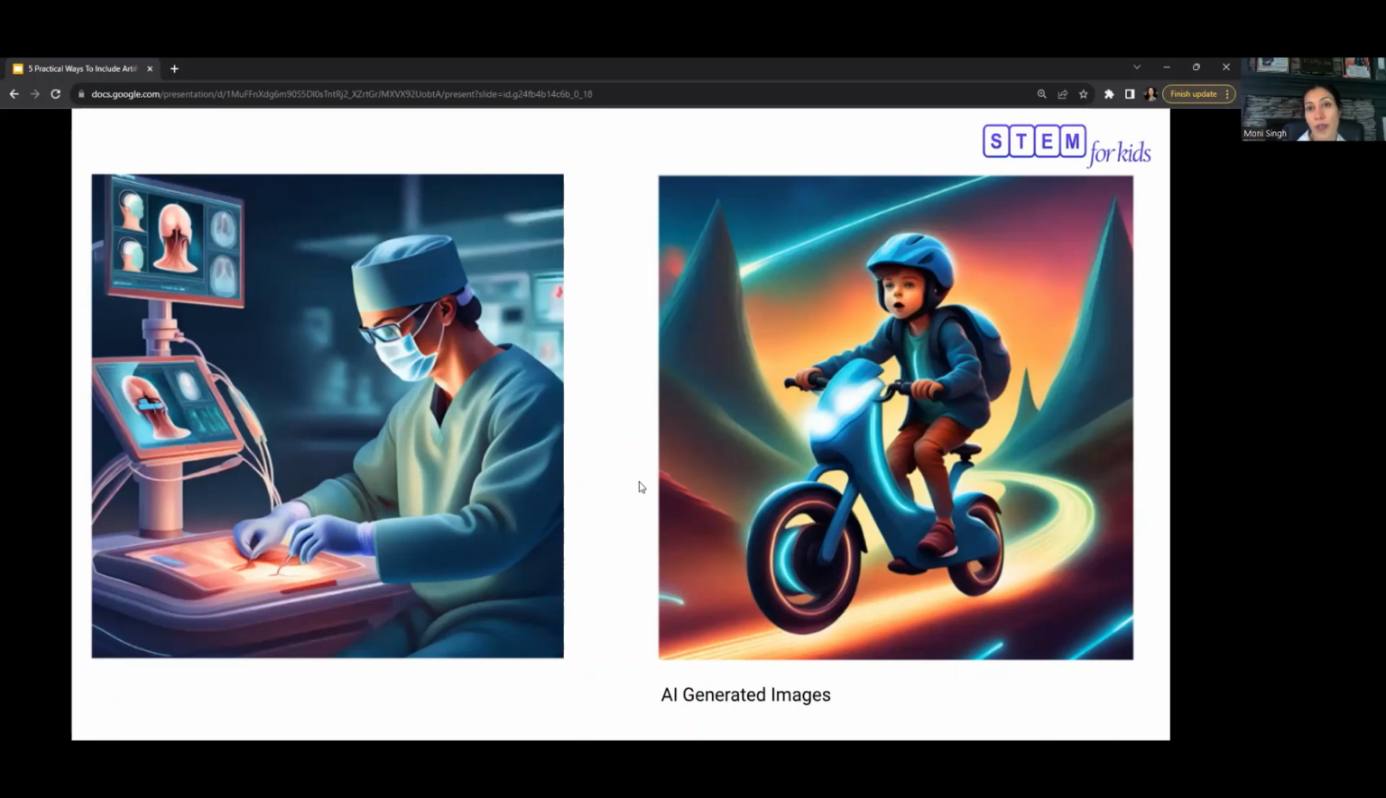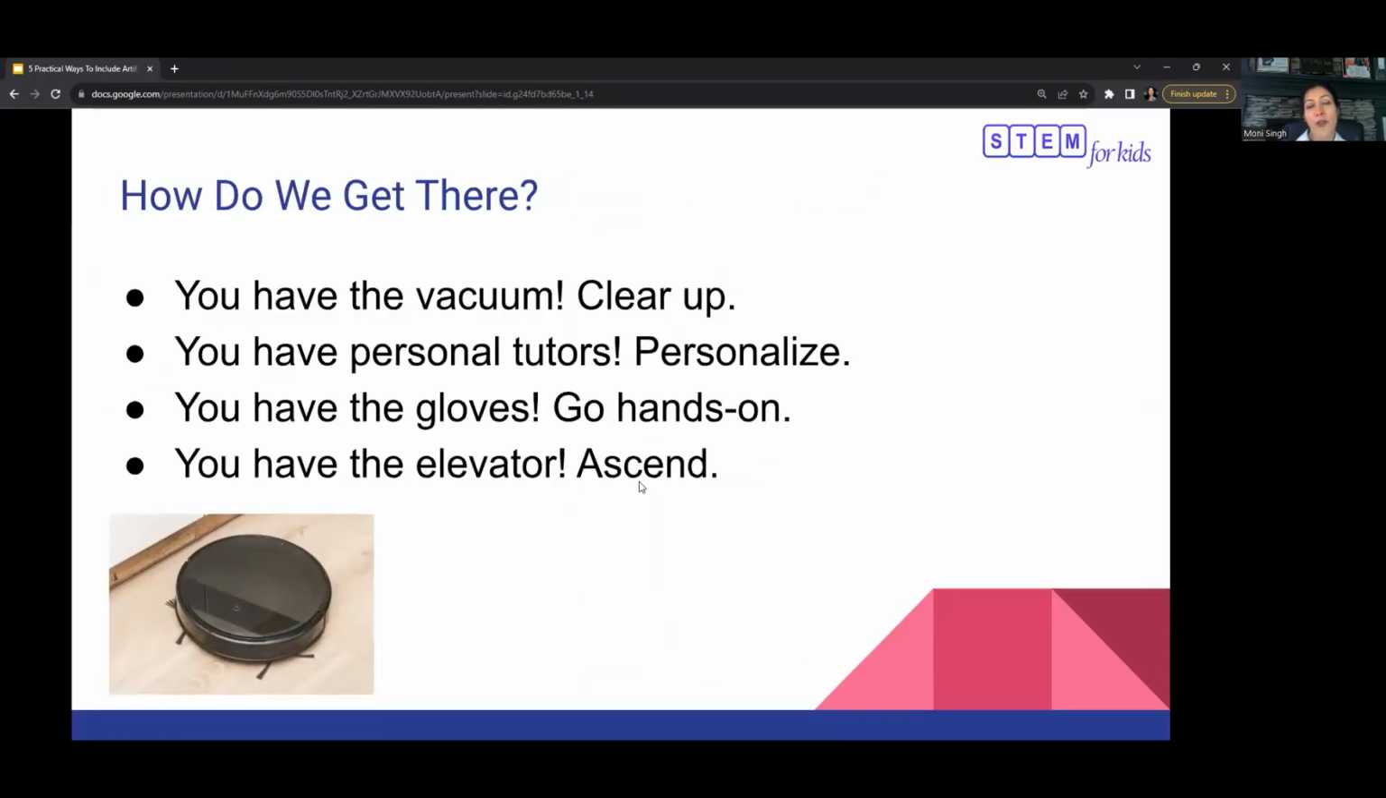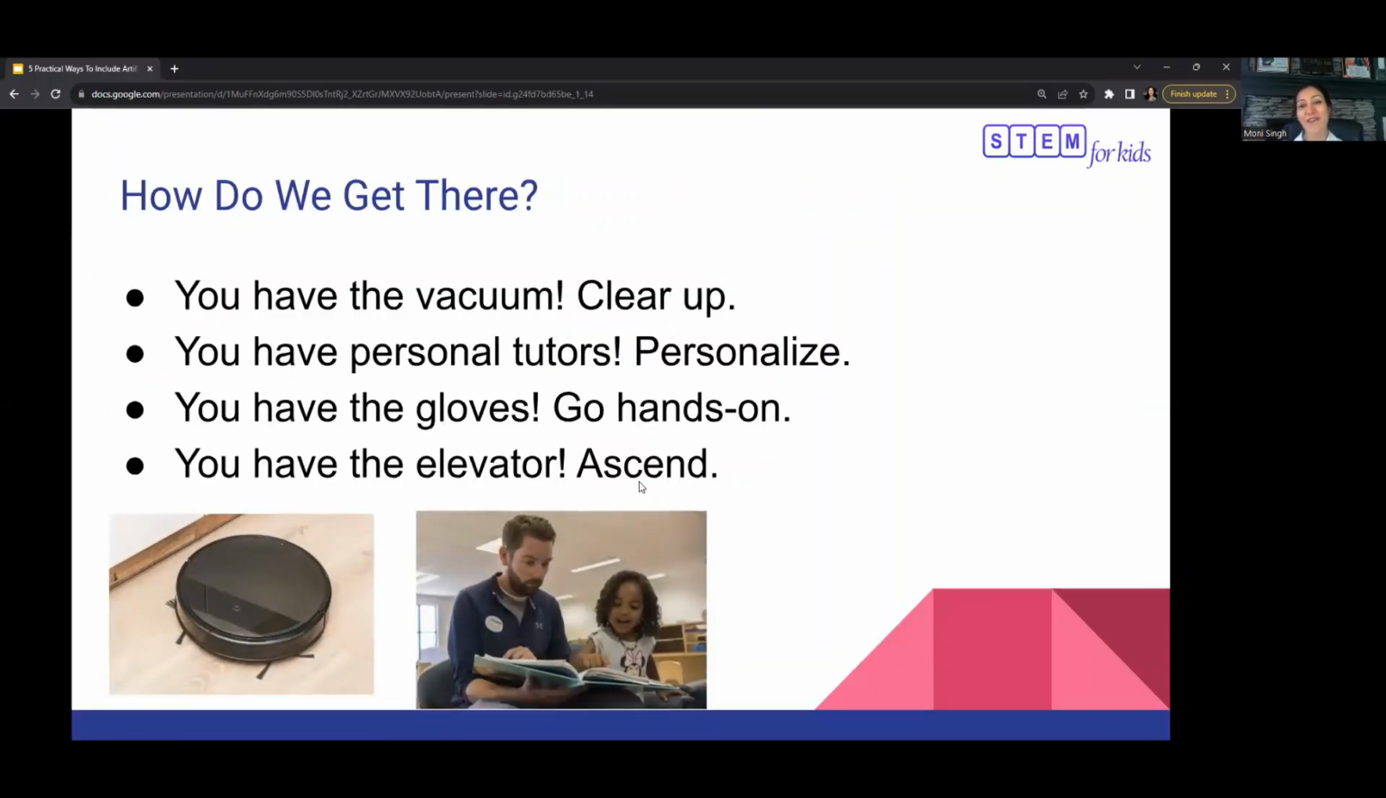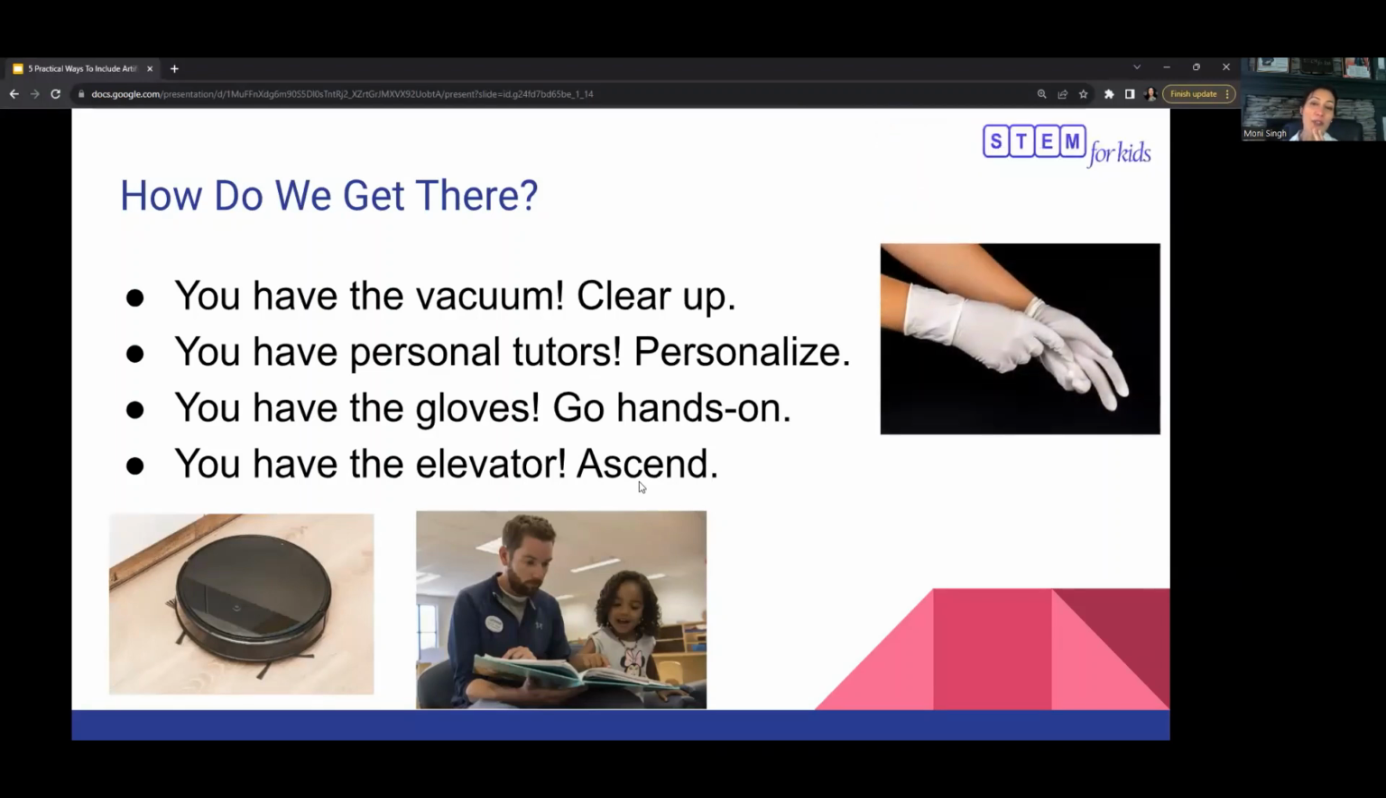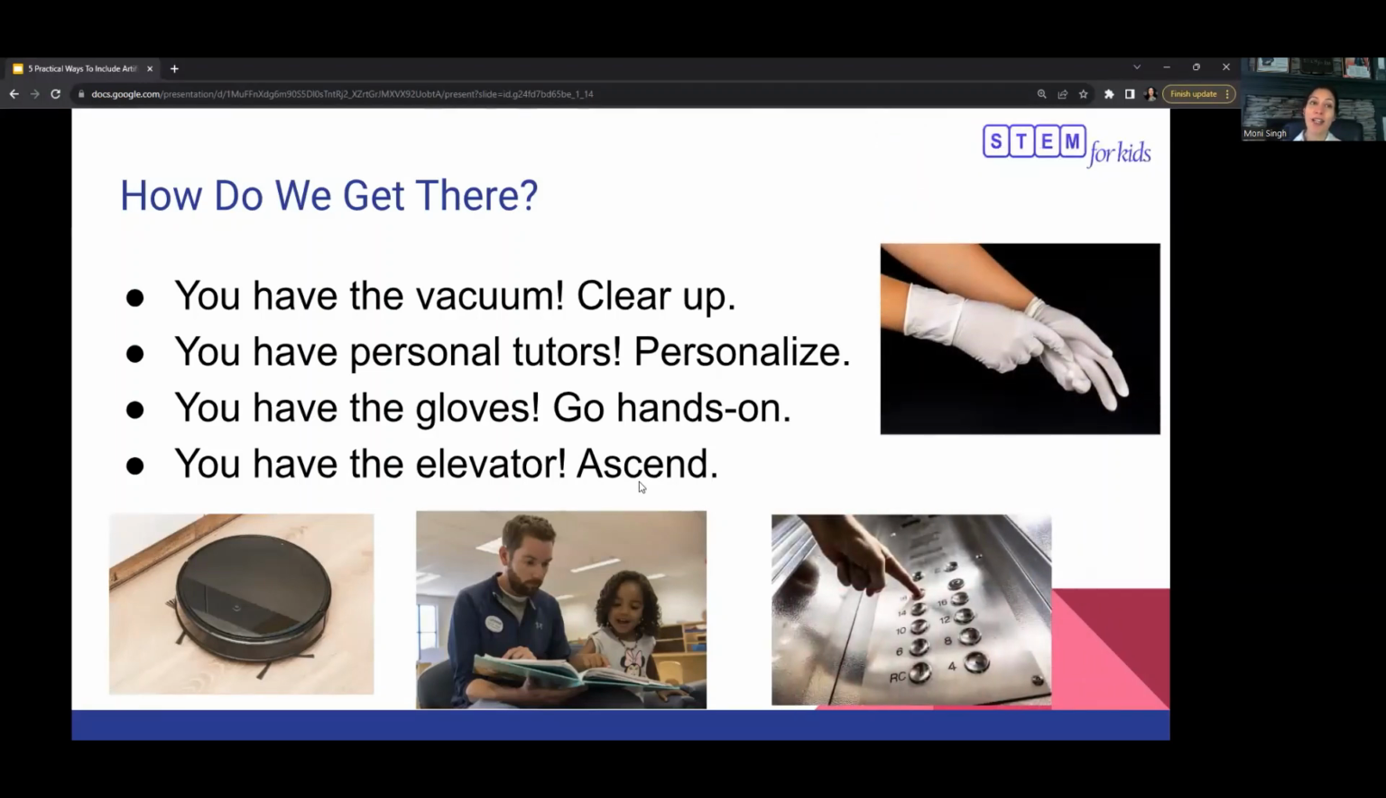Now, how do we get there? So, a couple of quick things here, and I have four strategies to think about. The first one is you have the vacuum, clear up. You have personal tutors, personalize. You have the gloves, go hands on. You have the elevator, ascend. Now, what do I mean by all of these? Okay, and I'm going to go into more details explaining all that next.